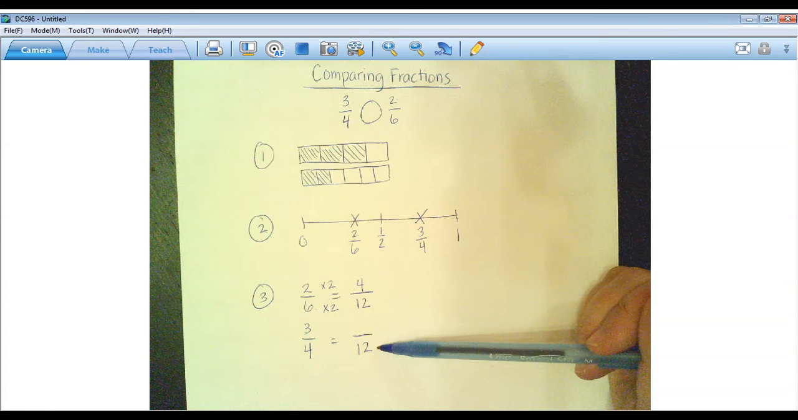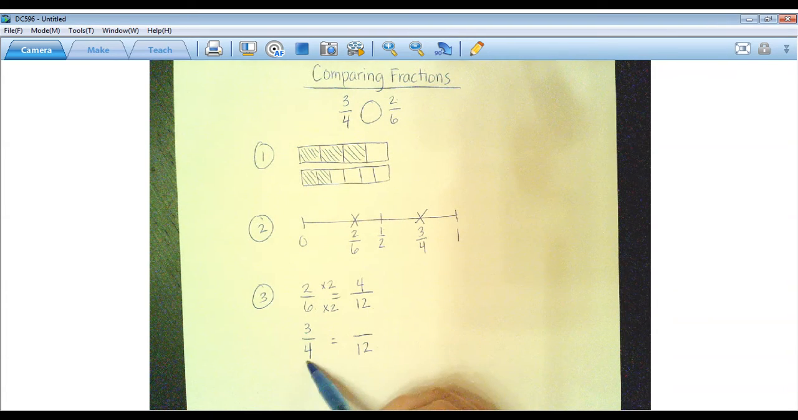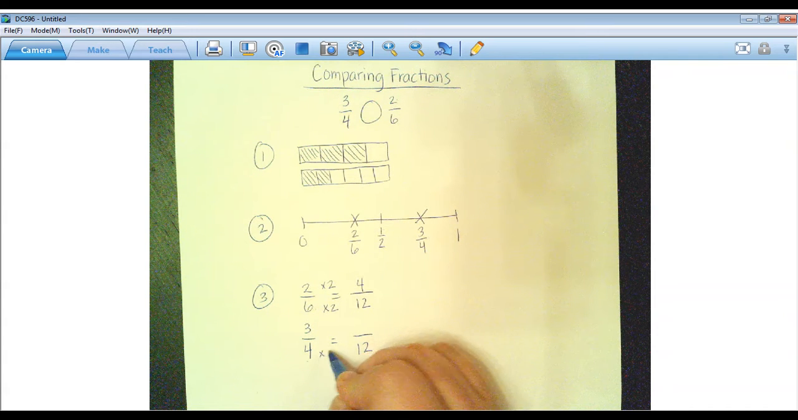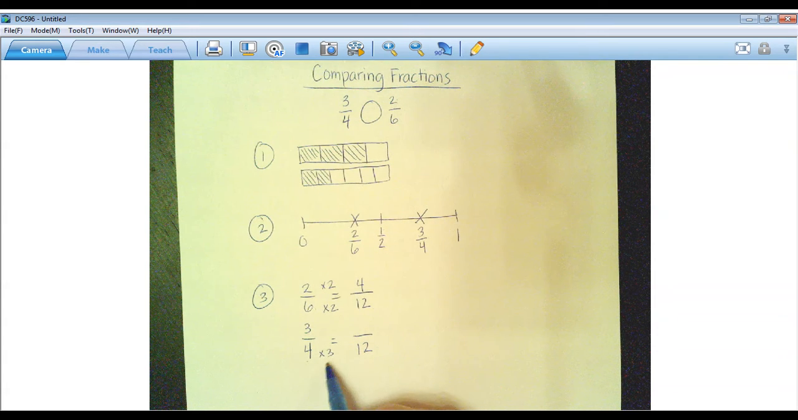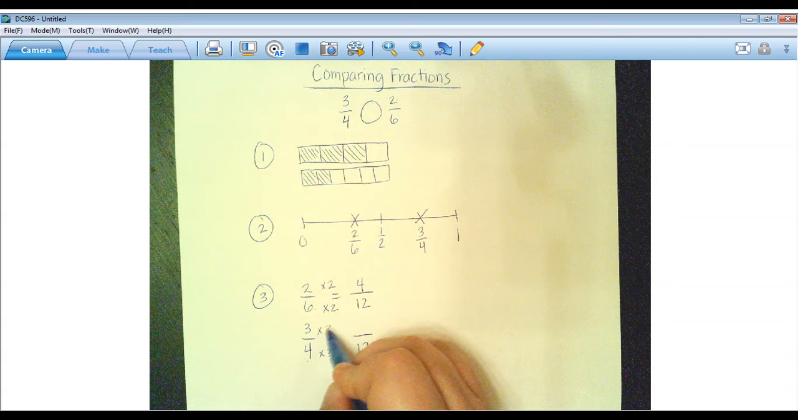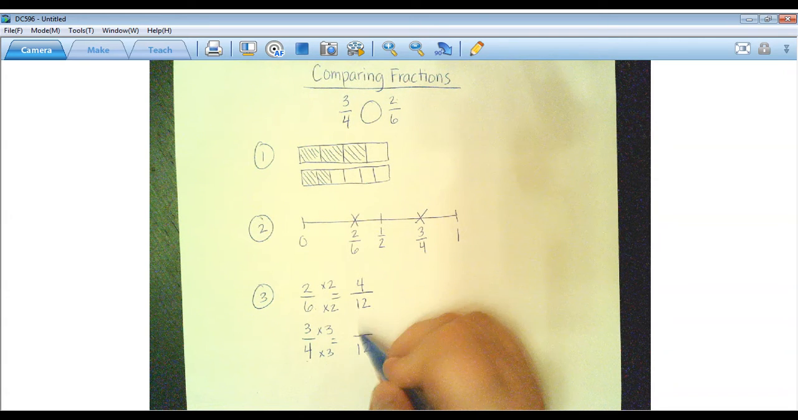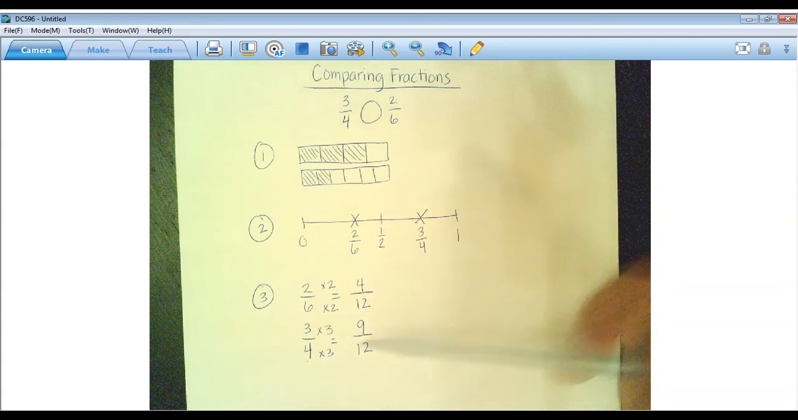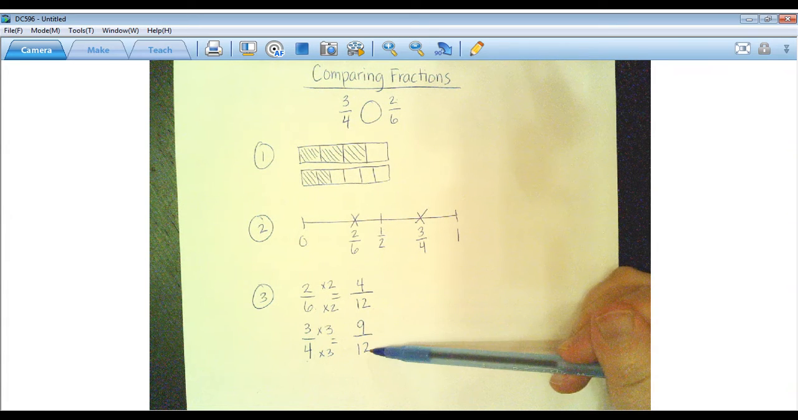I'm going to do the same thing with my other fraction. How do I jump from 4 to 12? I would multiply by 3. Whatever I do in the denominator, I have to do in the numerator. And then 3 times 3 will give me 9. So 3/4 is equivalent to 9/12.